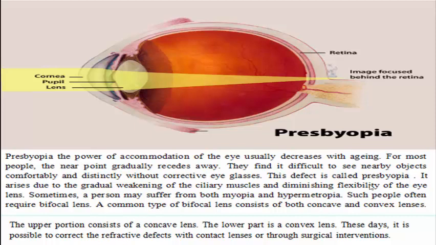Sometimes a person may suffer from both myopia and hypermetropia. Such people often require a bifocal lens. A common type of bifocal lens consists of both concave and convex lenses. The upper portion consists of a concave lens. The lower part is a convex lens. These days, it is possible to correct the refractive defects with contact lenses or through surgical interventions.